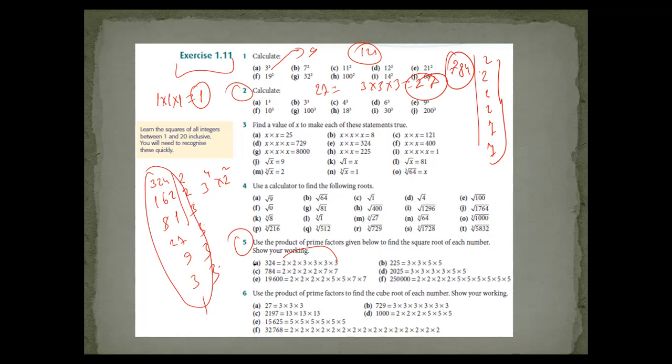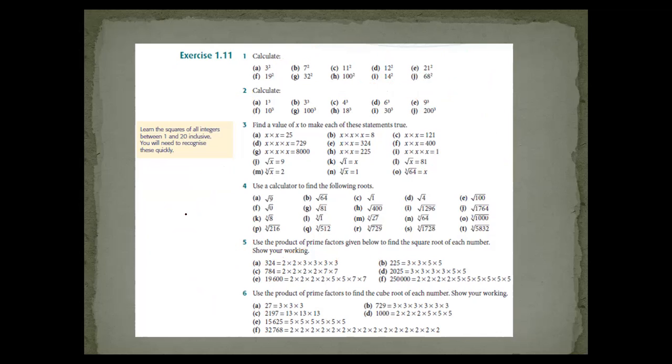And the last one: use the product of prime factors to find the cube root of each number. So 27, we just write here, 27 is not divisible by 2, so divide by 3, then 9, 3, 3, 3, 1. And how can I write these numbers? 3 times 3 times 3, or 3 cubed, is 27.